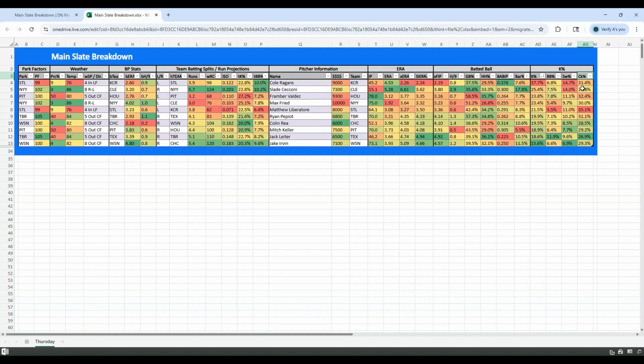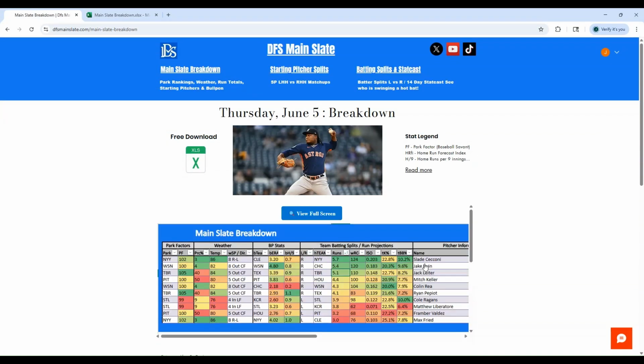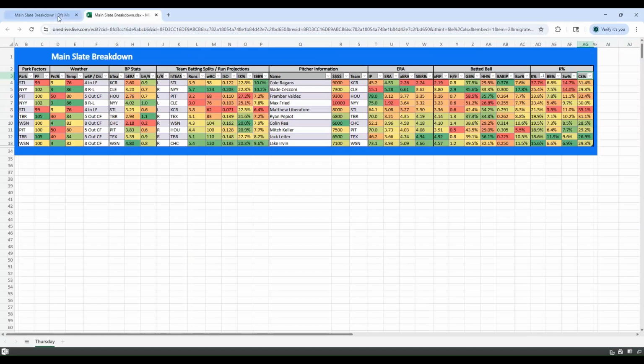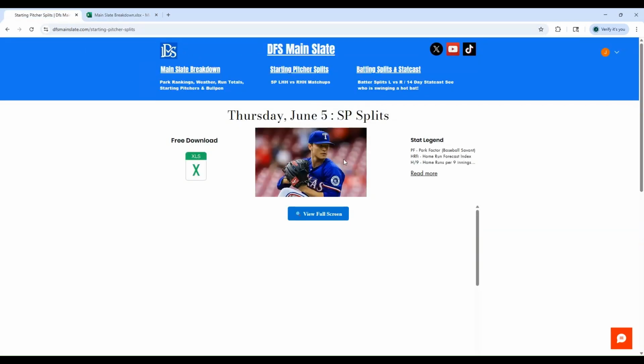So Baseball Savant has a chase K percentage, and FanGraphs, they have an O-swing, outside the zone swing percentage. We just put chase K percentage right there. So that's that right there. And if you ever have any questions about the stats, we always have the stat legend right here as well. So that does it for the breakdown side. Let's go to the starting pitcher splits.